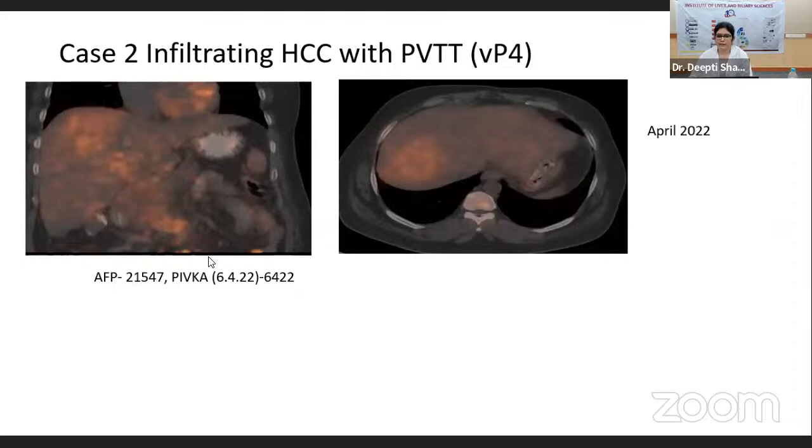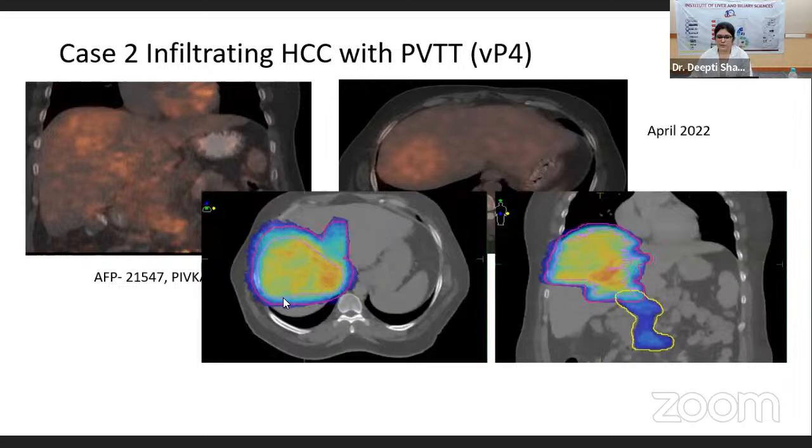Second case, infiltrating HCC, a large tumor in segments 5, 7, and 8, with tumor thrombosis, VP4, extending up to the confluence of the splenic vein. Further, the patient received radiation therapy. To preserve the remaining liver of the patient, we had to give a very high dose to the core of the tumor, about 40 gray, whereas the periphery of the tumor received about 35 gray in 5 fractions. The portal vein received 30 gray in 5 fractions. After a year, the patient is doing well, and clinically there was no disease.